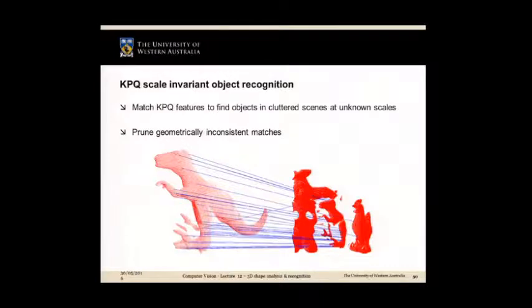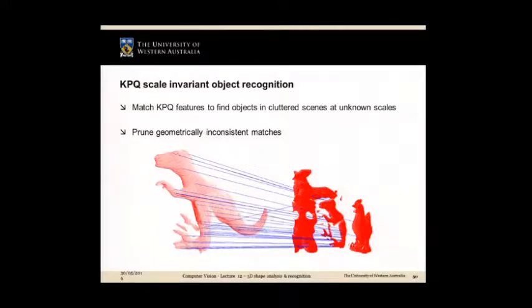So given a 3D scene on the right and a 3D model from the library, they extract features from the scene, they extract features from the model, they match those features, and they get different correspondences. These blue lines give you different correspondences. Most of the correspondences are correct. There are some incorrect correspondences as well, and based on the similarity measure that you use, you drop these incorrect correspondences. So you prune geometrically inconsistent matches.